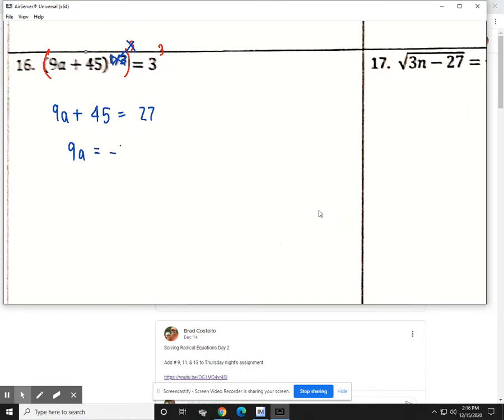27 minus 45 is negative 18. Then to get a alone, you divide by 9. So negative 18 divided by 9 is negative 2. So a equals negative 2.